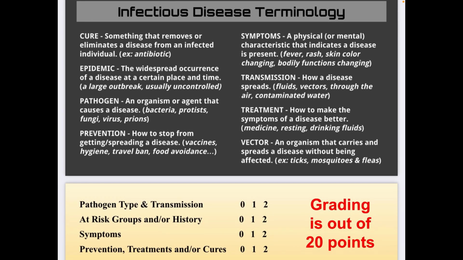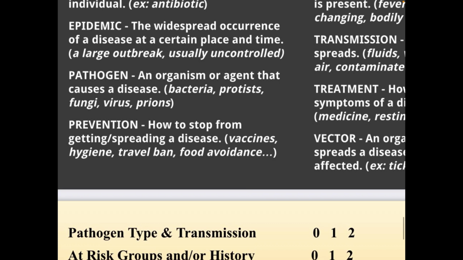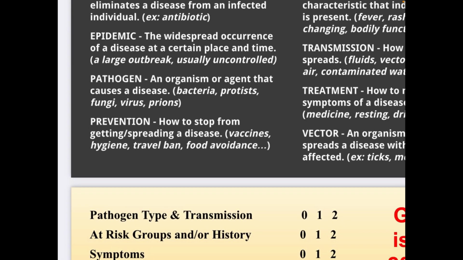So a cure is something that removes or eliminates a disease. An epidemic is widespread, but not necessarily over the whole planet. A pandemic is the whole planet. A pathogen is the type of thing that's causing it. For most of you, that's one of these 5: bacteria, protist, fungus, a virus, or a prion.